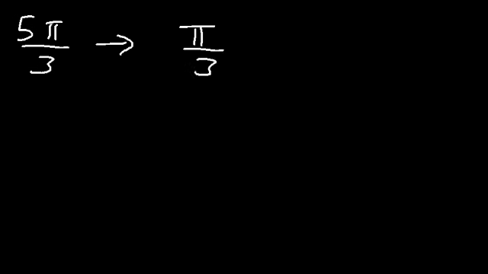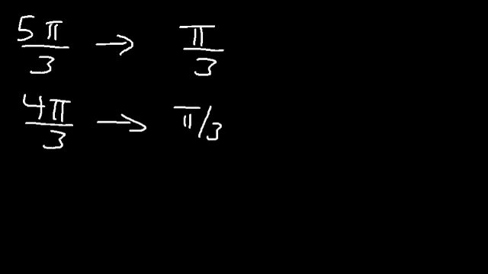Now, what if you're given an angle in radians? For example, 5 pi over 3. What is the reference angle of 5 pi over 3? The reference angle of 5 pi over 3 is simply pi over 3. The reference angle of 4 pi over 3 is also pi over 3. And the reference angle of 2 pi over 3 is pi over 3. It simply works out that way.